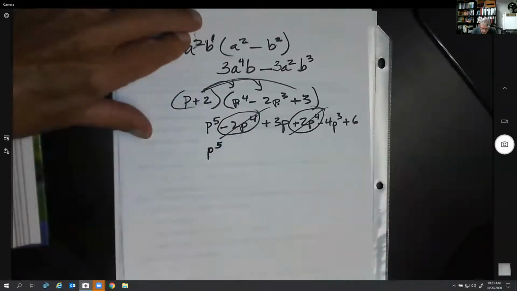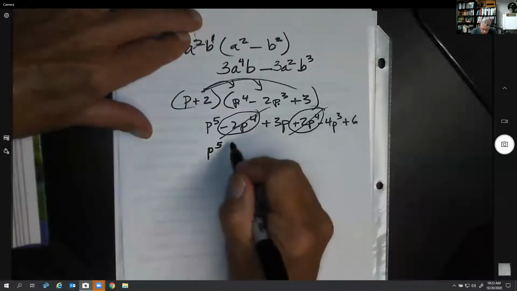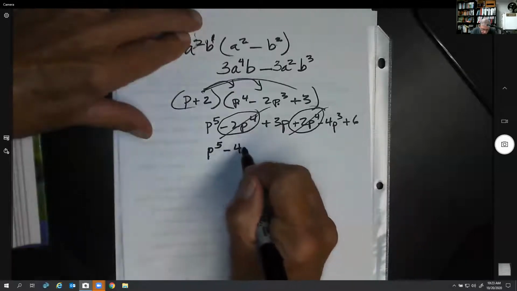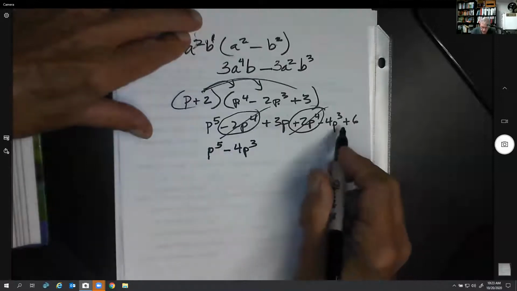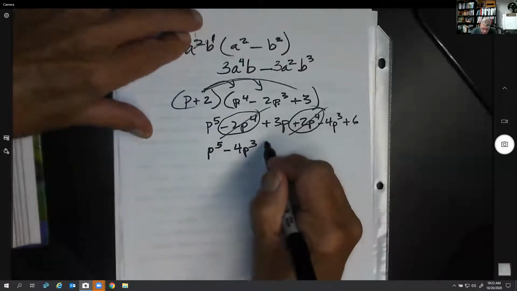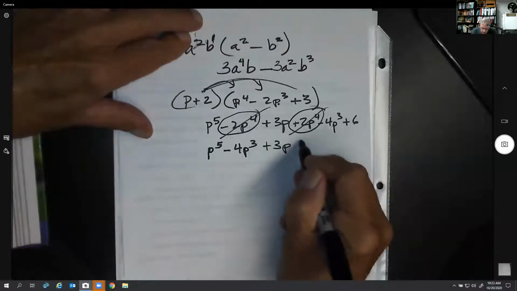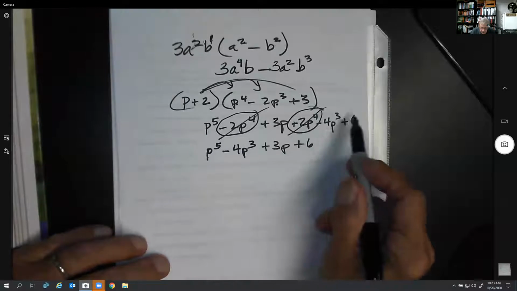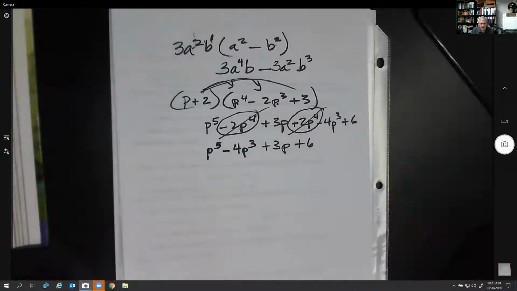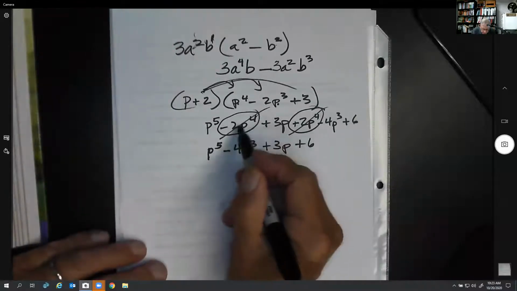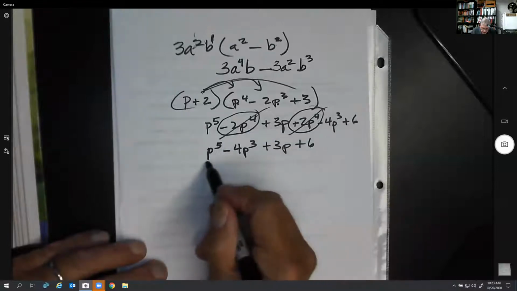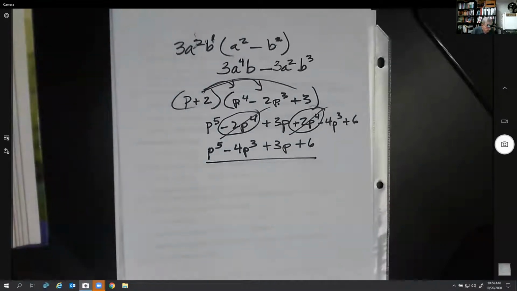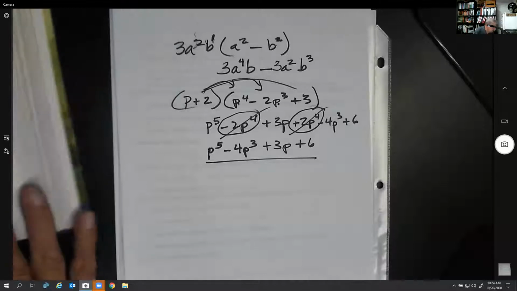I start with the p^5, then I go down to the p^4. This is a minus 4p cubed. I put that term next, then the p term, and finally the 6. So I end up with 4 terms, which is kind of cool. Originally I had 1, 2, 3, 4, 5, 6, but I want to simplify it as much as I can. I don't want to stop here. I want to stop when I get it as simple as possible. So you can see it's not too hard.